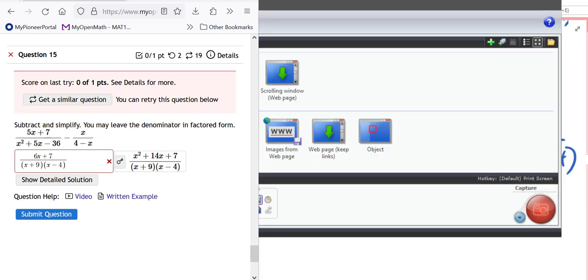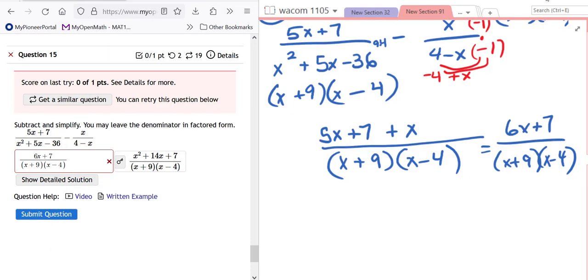Okay, now I can save that. I didn't do anything obvious that's wrong, did I? I don't think so.